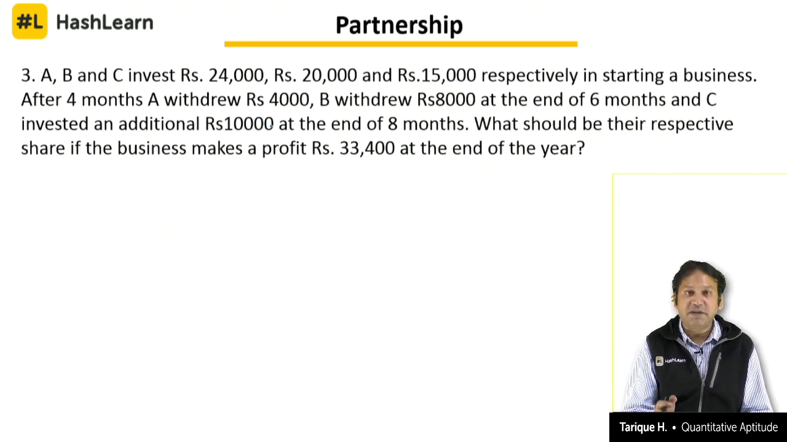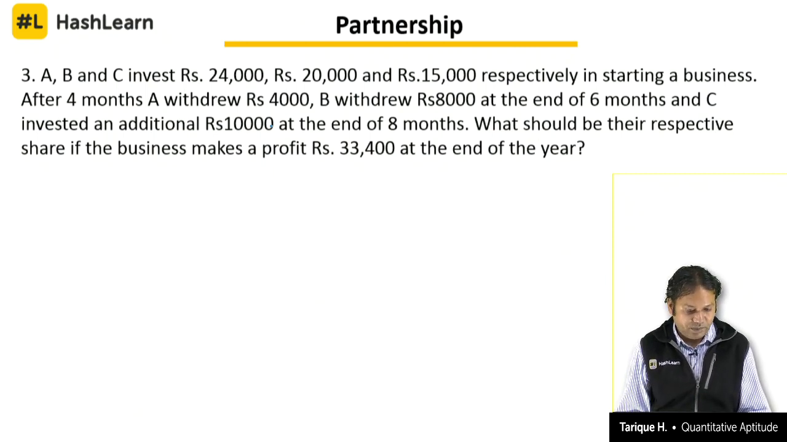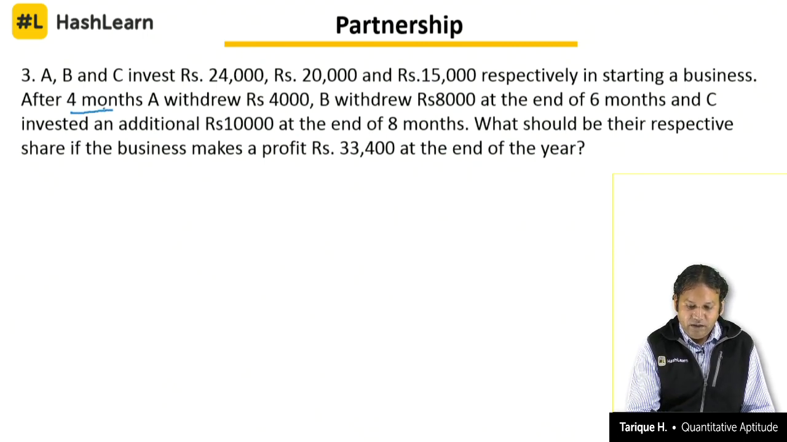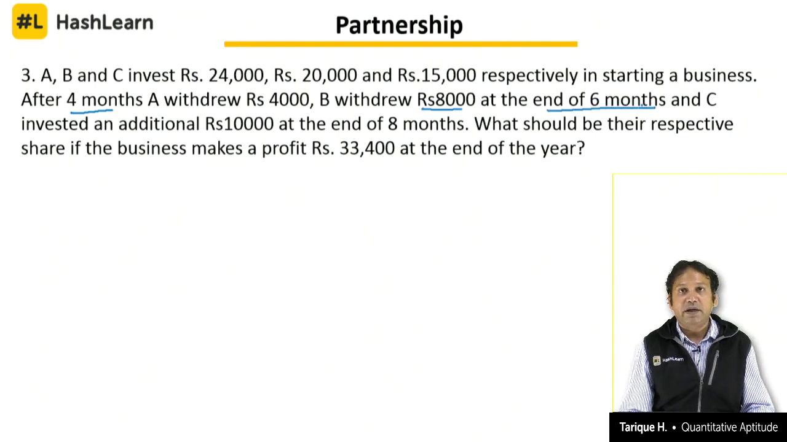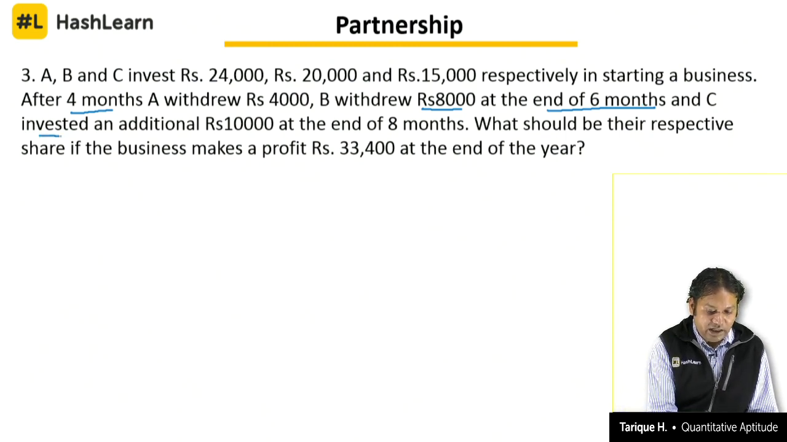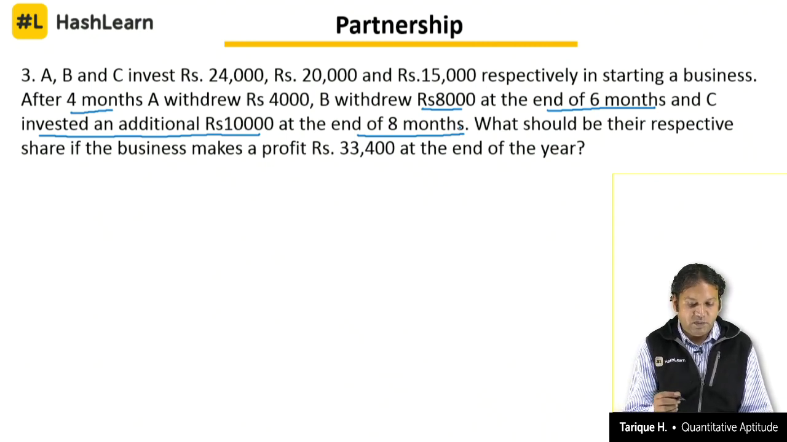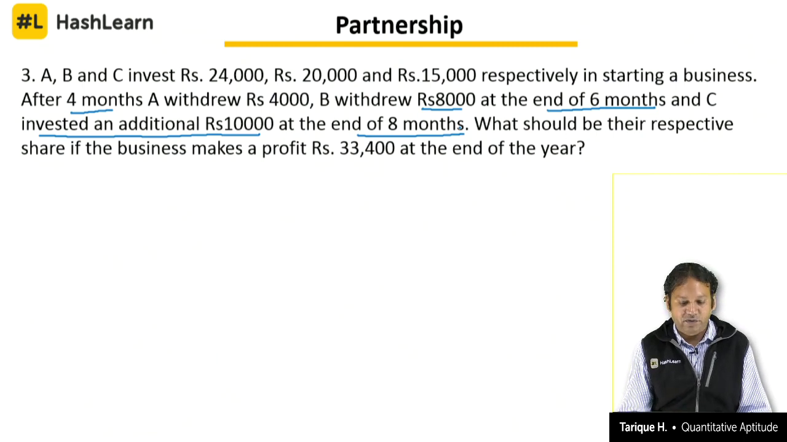A, B and C invest rupees 24,000, 20,000 and 15,000 respectively in starting a business. After 4 months, A withdrew 4,000, B withdrew rupees 8,000, but when? At the end of 6 months. So A is taking out 4,000 at the end of 4 months, B is taking out 8,000 at the end of 6 months, and C invested an additional 10,000 at the end of 8 months. What should be the respective share if the business makes a profit of 33,400 at the end of the year?